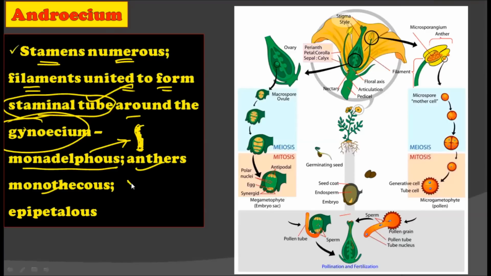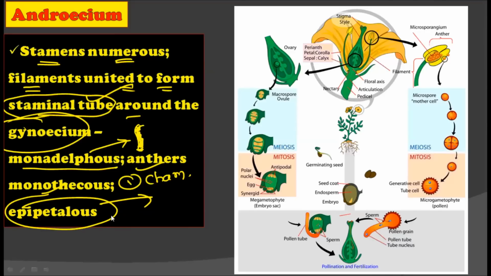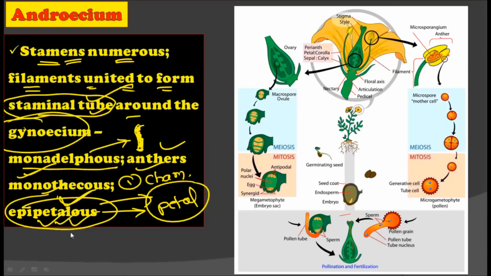Anther is monothecous, that is, it contains only one chamber, and the androecium is epipetalous. That is, the individual members of the androecium, that is stamens, are attached to the petals of the flower. In such a condition it is called epipetalous. So in the androecium there are numerous stamens, filaments often united to form the staminal tube, and that is why the monoadelphous condition is mentioned. Anther is monothecous, and the epipetalous condition is also found.